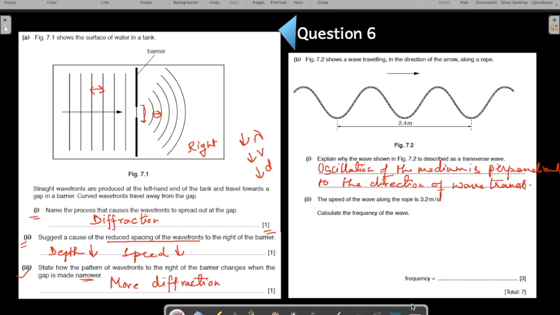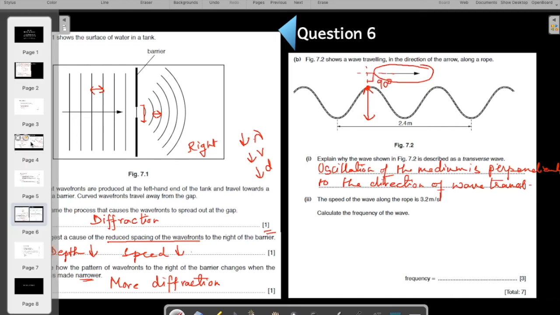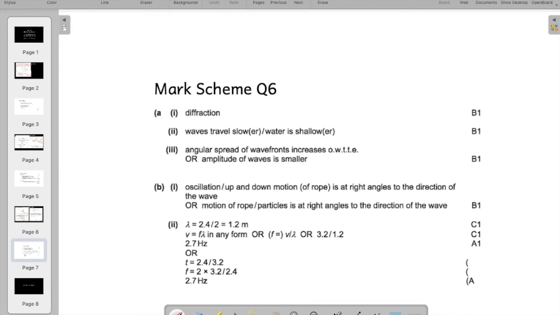Alright, because they are perpendicular. Take any point on the wave. How is that point moving? Up and down. Whereas how is the wave progressing? Like this. If you look at the angle between them, it is 90 degrees. Let us tally the answer. Oscillations are up and down motion. It is at right angle to the direction of the wave. Or you can say that the motion of the rope or the particle is at right angle. Right angle is the key term to the direction of the wave.